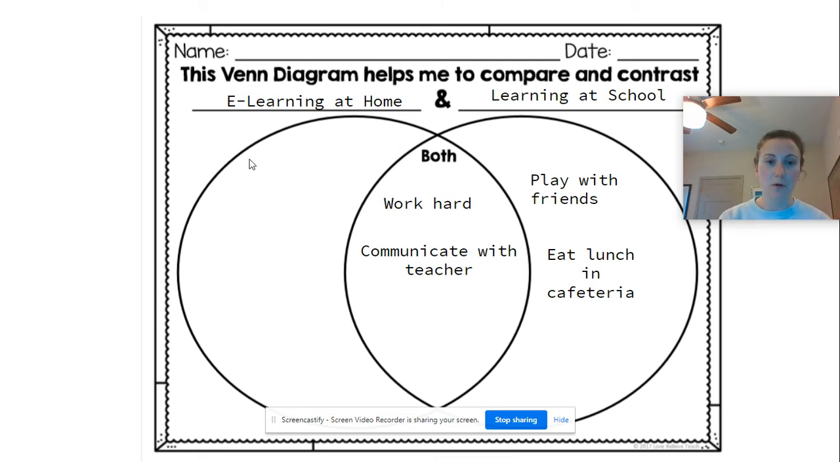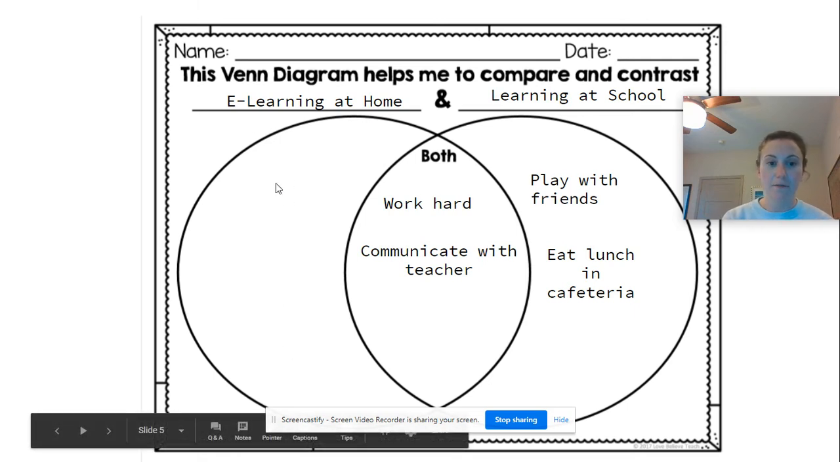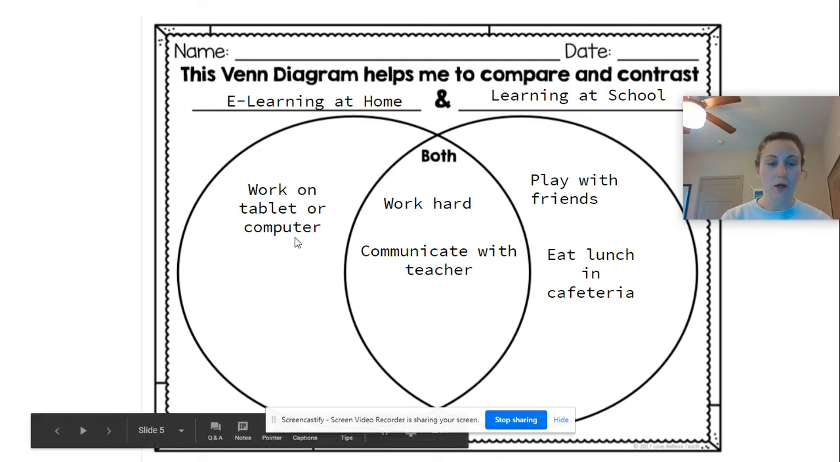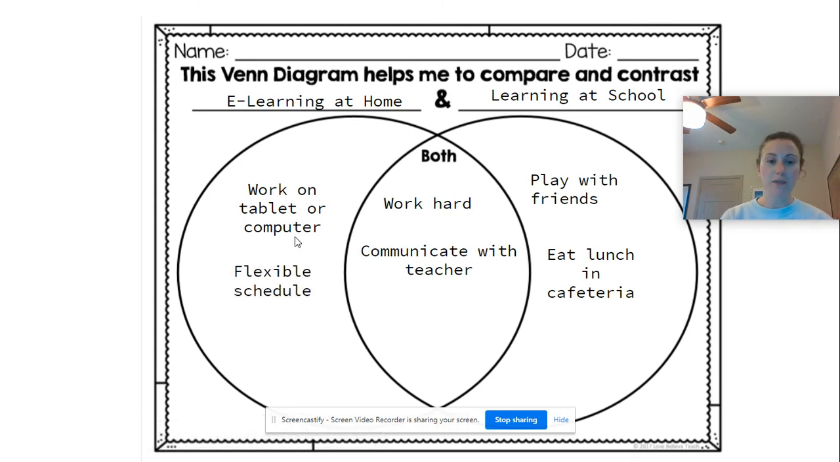Now let's think about some qualities that are specific to e-learning at home, some things that are different about e-learning at home. We're going to place them in this area of the Venn diagram. So when you're e-learning at home, you primarily work on your tablet or computer all day. That's something that's different about e-learning at home. Also, when you're e-learning, you have more of a flexible schedule. You get to decide when you want to work, when you want to eat lunch, when you want to take breaks. That's something that's different about e-learning at home.